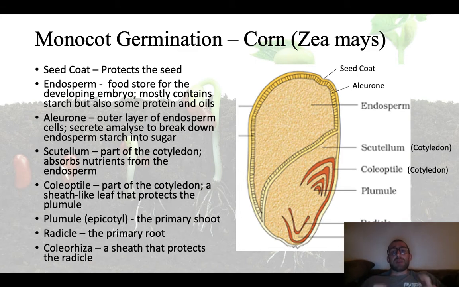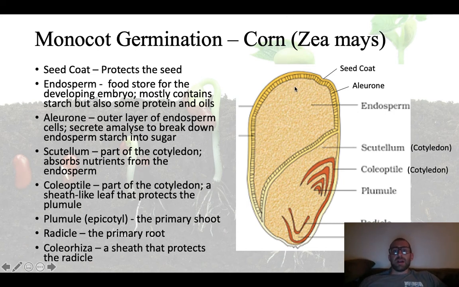Now, if we look at the monocot seed, we'll see that at the outside of the seed, there's a seed coat, and that acts to protect the seed. And then there is this large section of the seed that is the endosperm. And the endosperm is really important in monocots because it is the food store for the developing embryo. So the endosperm is essentially starch, which is sugars that are combined together to form larger carbohydrates. But it also contains some protein and oils, fats as well.